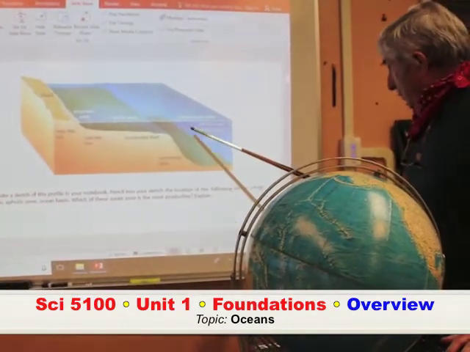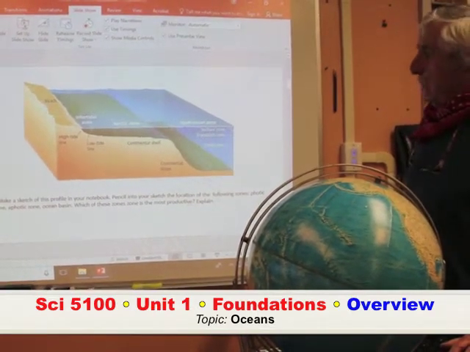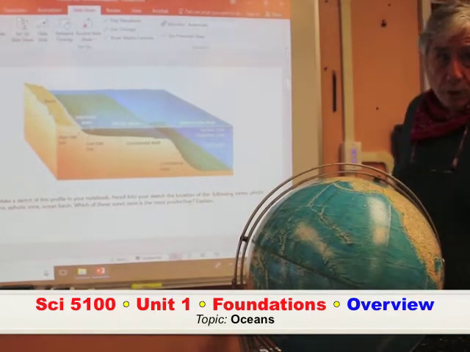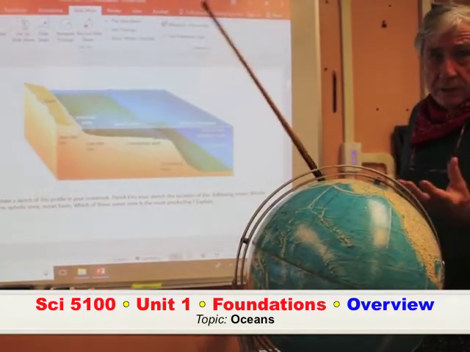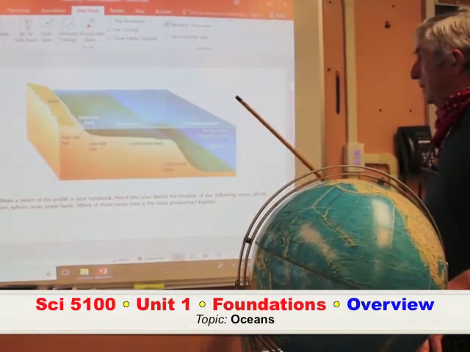So the photic zone would be the area where there's light. And below the photic zone, you would have another area called the aphotic zone, which means no light. So these are some of the conditions we need to know, we're going to learn, we're going to talk about when we talk about the ocean.